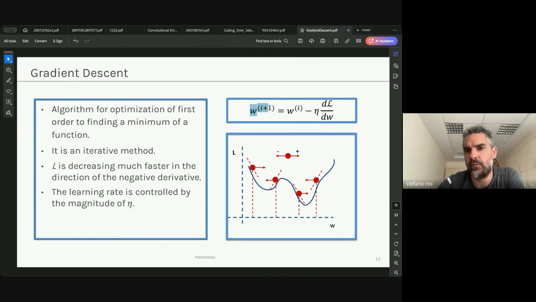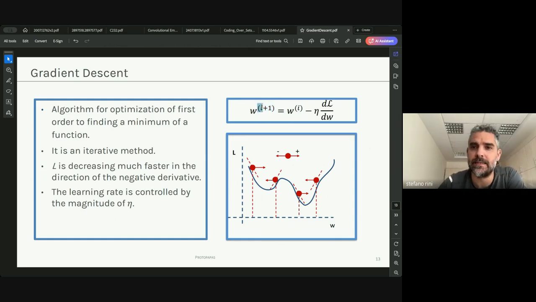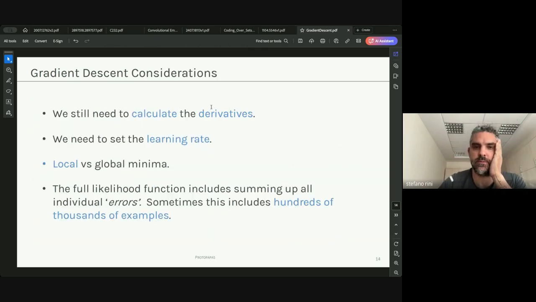Notice that here we usually use this notation to indicate the iteration step. In the parentheses, I have the iteration step. So at omega of parenthesis 0, I have some random initialization. I start my algorithm from some random point, and then I keep iterating over this. Good.